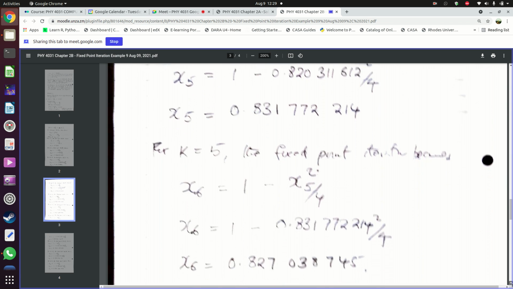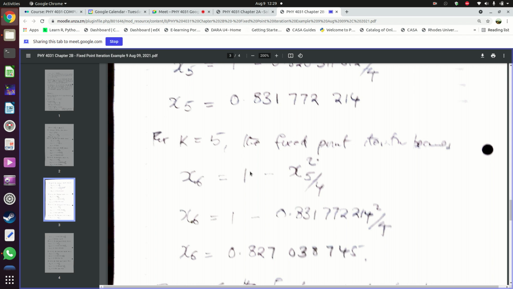Then for k equals 5, our fixed point iteration formula becomes x6 equals 1 minus x5 squared divided by 4. So we end up having x6 equals 1 minus 0.831772 squared divided by 4. So you end up having x6 equals 0.827038745.